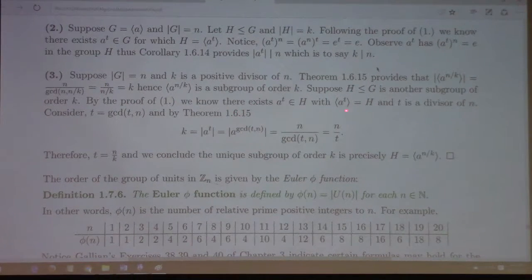By the proof of part 1 again, H is generated by a to the t for some t, a divisor of n. And t is the greatest common divisor of t and n, right? Consequently, k, which is the order of a to the t, is equal to the order of a to the GCD of t and n by that corollary we had earlier, which is n over that. Check it out. So that means t is equal to n over k. We're back where we started again. H is equal to the subgroup generated by a to the n over k.